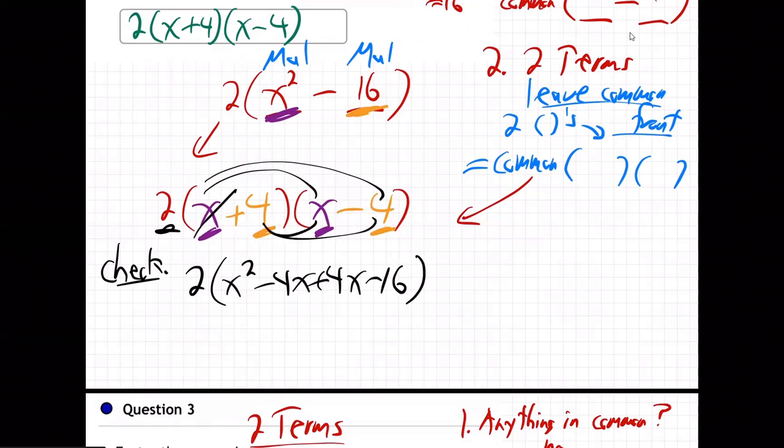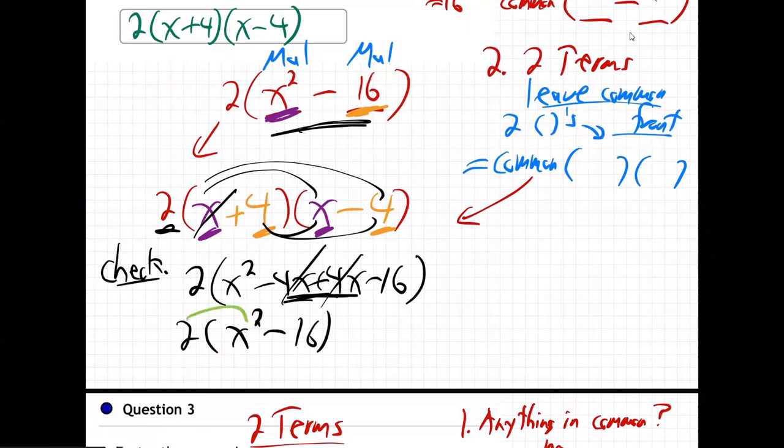Now, look what happens in there. These guys cancel. You see that? See how we're just backtracking back to here now? That's why there's only two terms. There's no middle term because they cancel. They make 0, negative 4x and plus 4x. And now last step, let this 2 from the outside distribute in, and we'll get 2x squared minus 32.